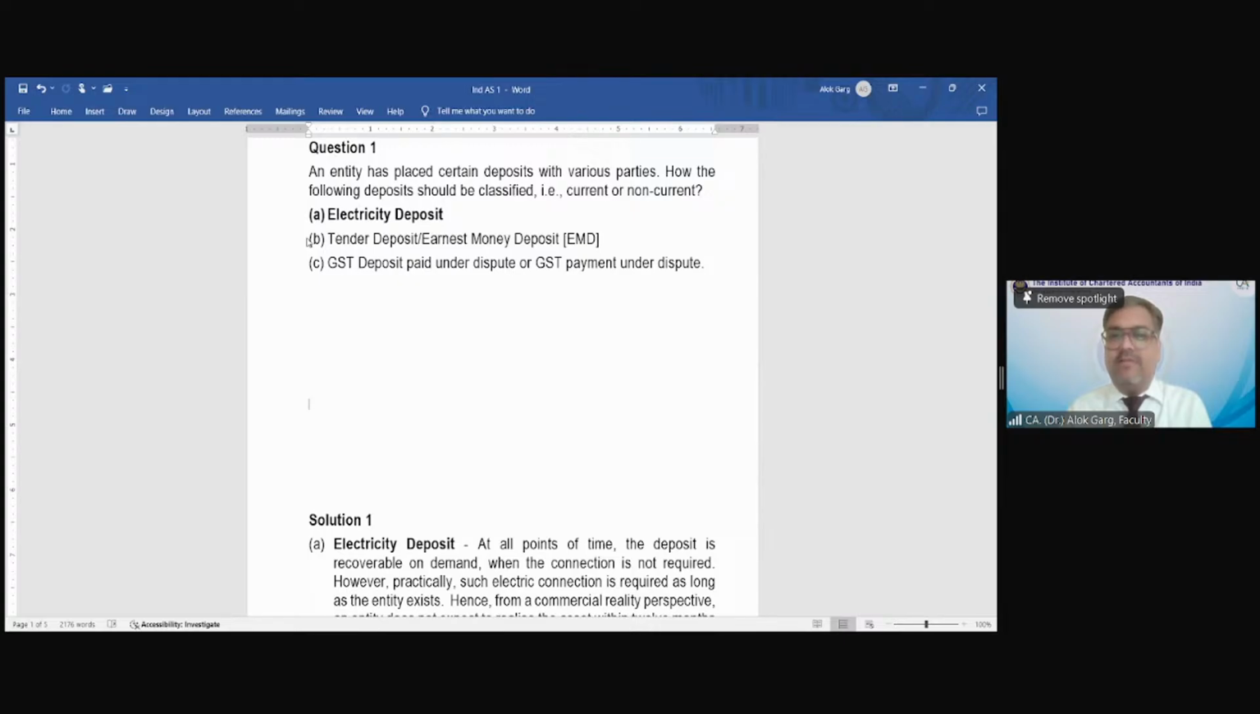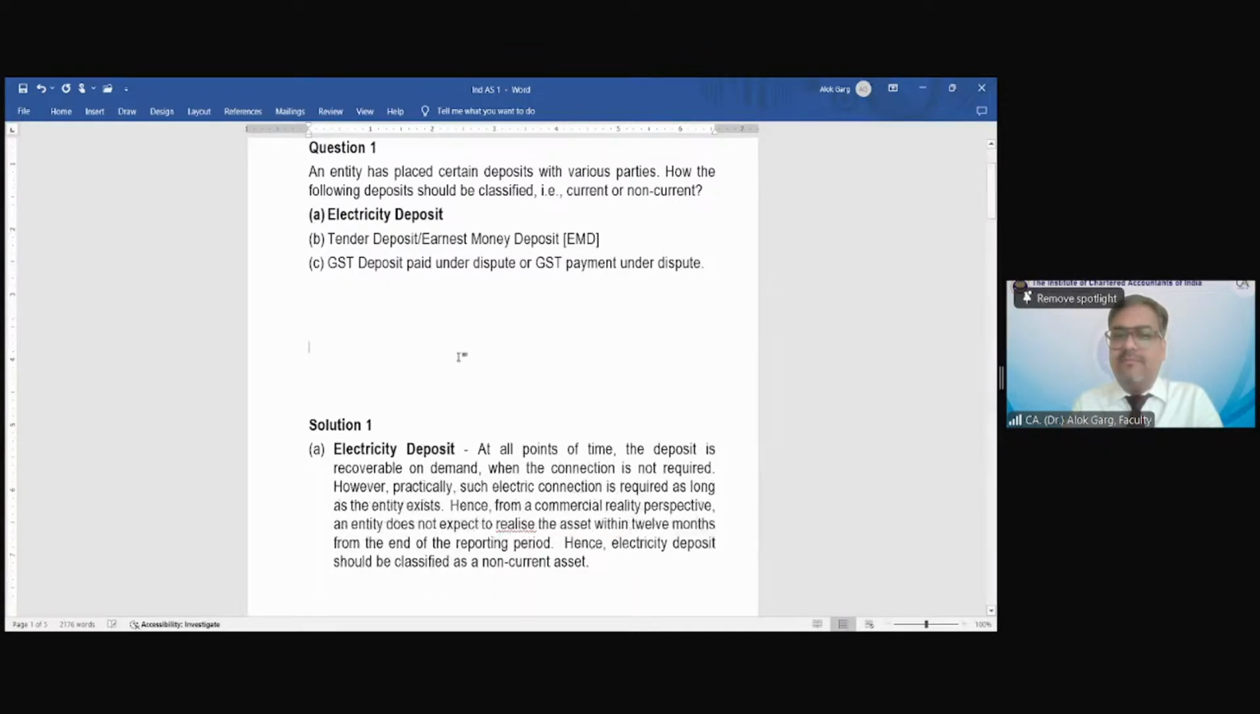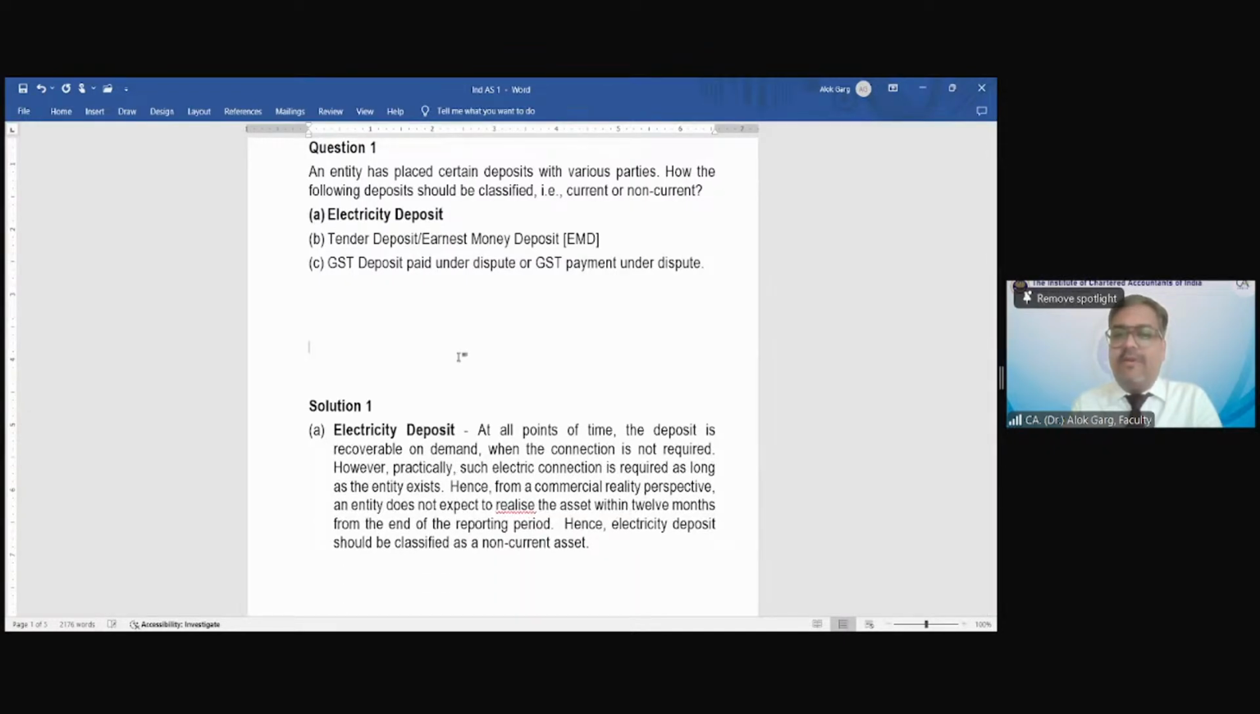What is your answer? Resham, what is your answer? Whether it should be classified as current or non-current. Shweta, Hariom, Manikand, Saminath, what is your answer? Whether it should be current or non-current.